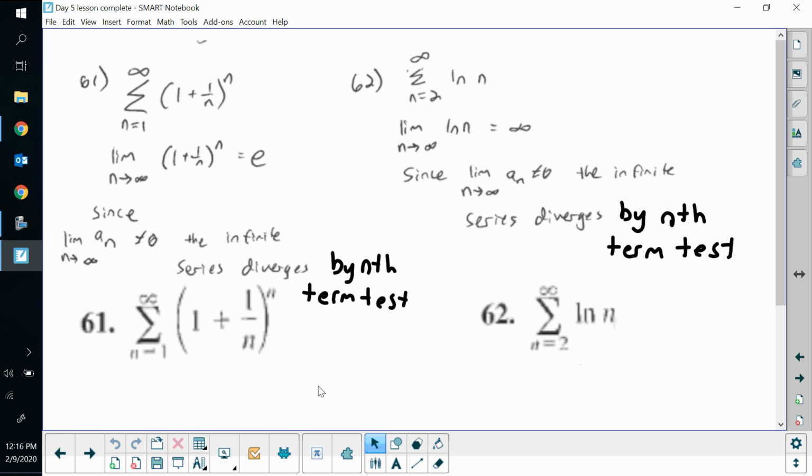In 61, if we did the limit as n goes to infinity, it's 1 plus tiny to huge. That's just e, so it's not approaching 0 as n goes to infinity, so it diverges by the nth term test. Natural log of n is going to go towards infinity, so that also diverges by the nth term test. I'm going to go ahead and switch.